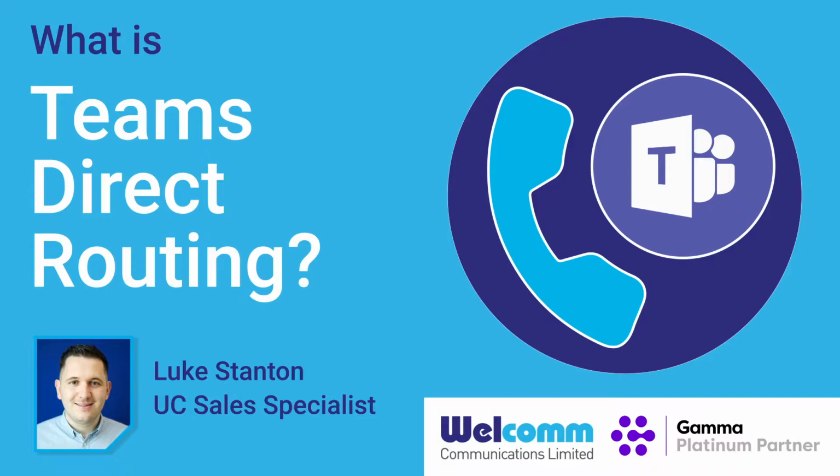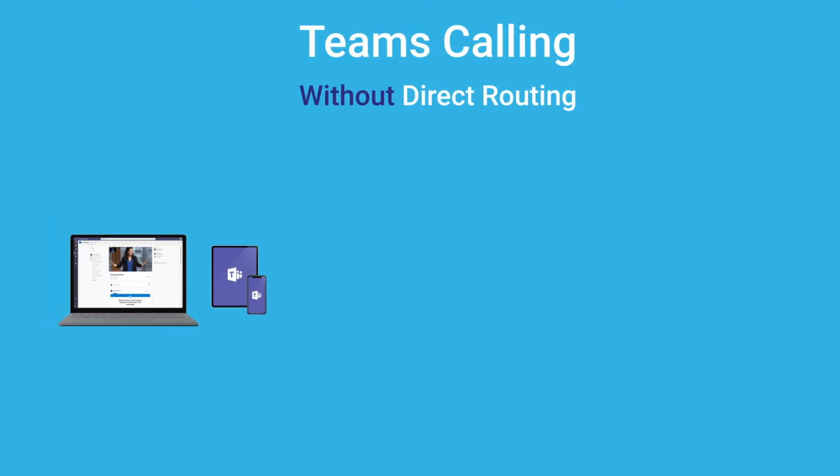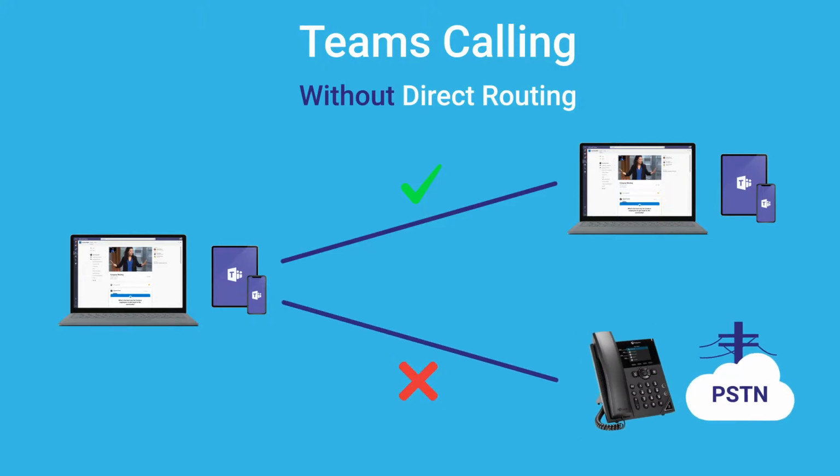Today we're going to look at what is direct routing from Gamma and a bit of a high-level overview of how that compares to a traditional telephone system. So if we take Teams as it is at the moment without direct routing, what you're able to do is make a call from Teams to another Teams user, either in your organization or outside of your organization. What you can't do is make a telephone call using a phone number to the public switch telephone network and route to a mobile or a landline.